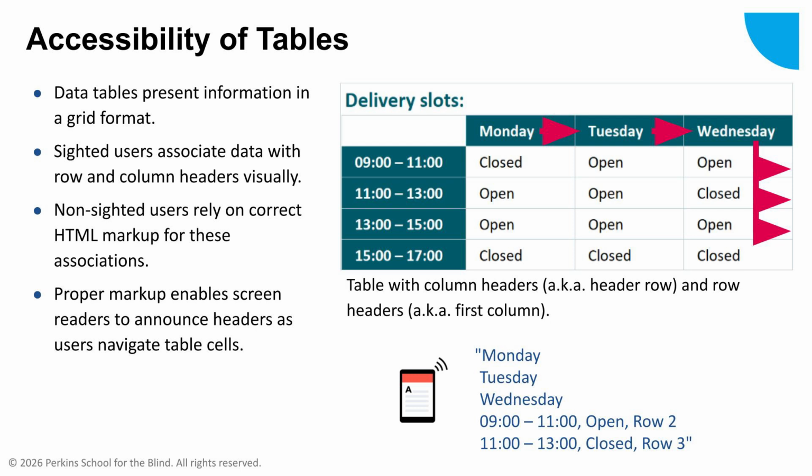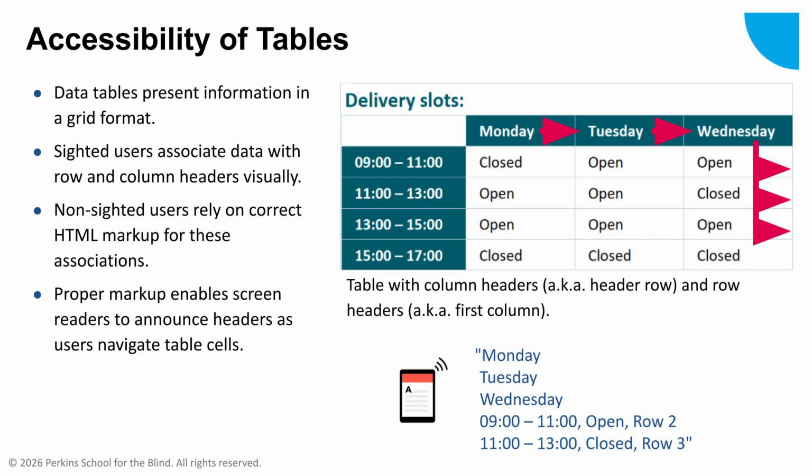If table markup had not been applied in this case, and I navigated across the top as visually presented here, I would hear column 2, Monday, column 3, Tuesday, column 4, Wednesday. Then I would navigate down and hear row 2, open, down again, row 3, closed. I might remember that I'm in the Wednesday column, but it would be very difficult to have memorized the order of the different delivery slots. When proper markup is applied in the same pattern, the user would hear Monday, Tuesday, Wednesday. Then, when they navigate down the Wednesday column, they would hear 9 to 11, open, 11 to 1, closed. And that goes back to these associations and making sure those relationships are clear.